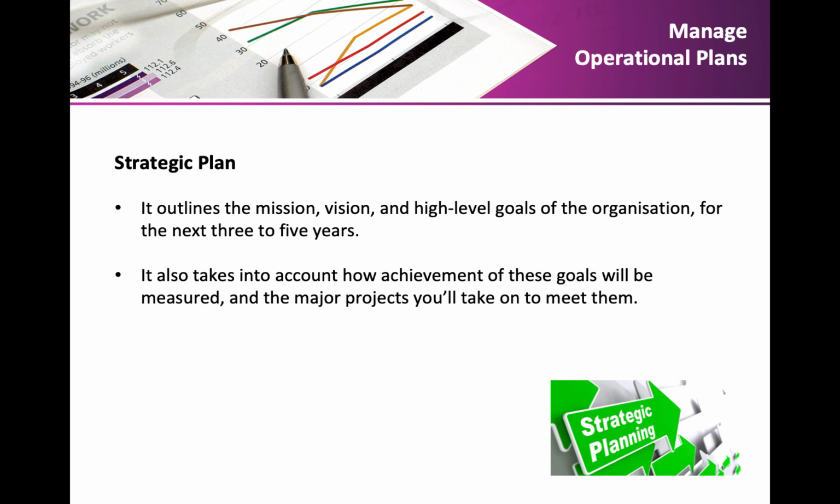It outlines the mission, vision, and high-level goals of the organization. Could be for 3 years, maybe for 5 years, and for some organizations it could be going for 10 years. It also takes into account how achievement of these goals will be measured and the major projects you will take on to meet them. So when we talk about strategic plan, I will repeat myself once again, it's a long-term plan. It's a high-level plan.